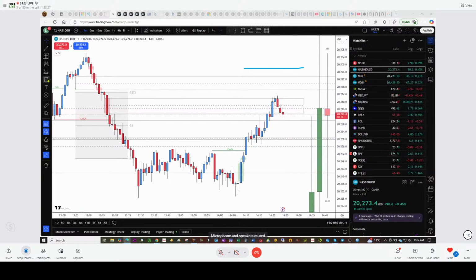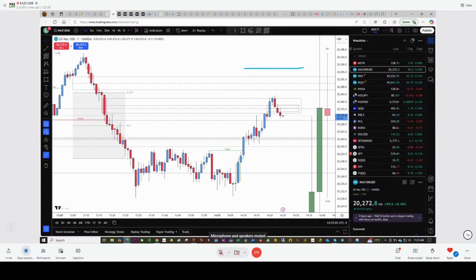Okay, so I've got a gap here, and so this would be an inverted gap here. So they push back into that gap. And volatility is not with us. VIX is only at 17.